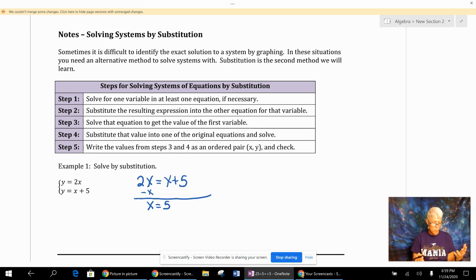It doesn't matter which one you pick. I'll go ahead and just pick the first one, y equals 2x. And I'm going to substitute the x that I found. So y equals 2 times 5. So y equals 10. Now, again, remember, these are ordered pairs because these are solutions to systems. So the actual answer to this would be 5, 10.